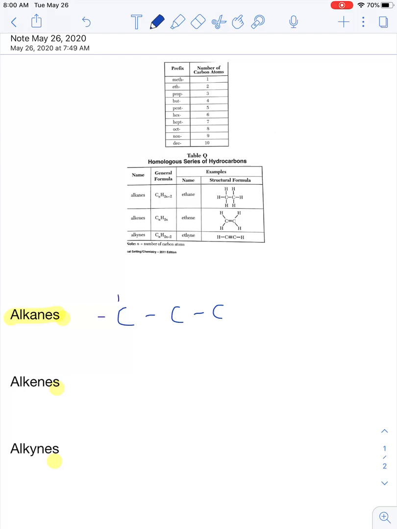So the first carbon needs 3 more bonding sites to have 4 surrounded. So what we're going to do is just fill them with hydrogens. And soon you guys are going to be drawing all of these on your own and naming. That's what's coming up next.